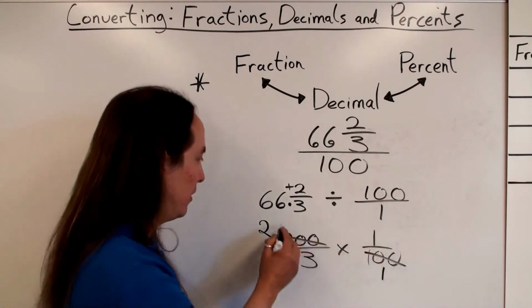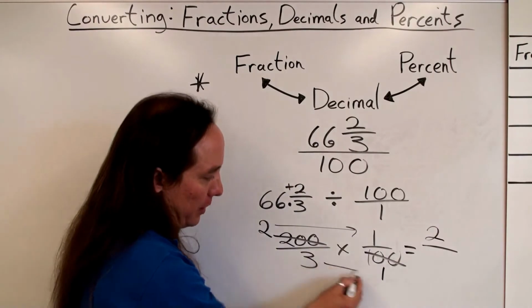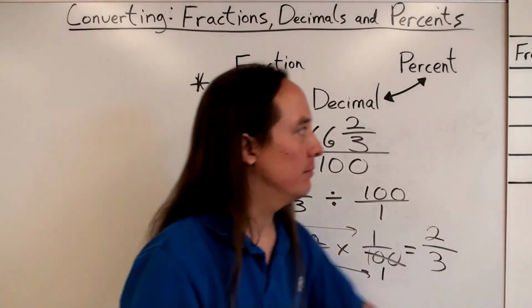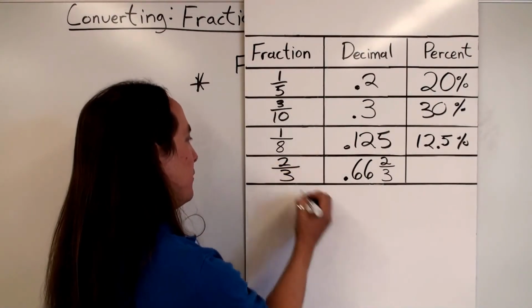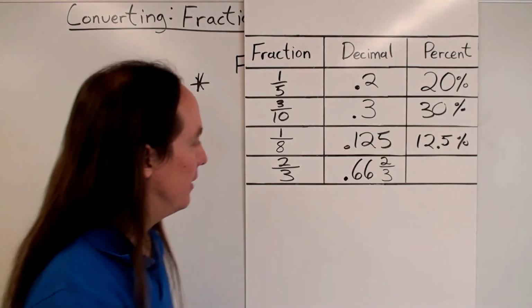Now I just do my multiplication. 2 times 1 is 2. 3 times 1 is 3, so it's 2/3. Okay. So the fraction form is 2/3. Yeah, it's a lot of work just for a fraction that says 2/3. Jeez, right?